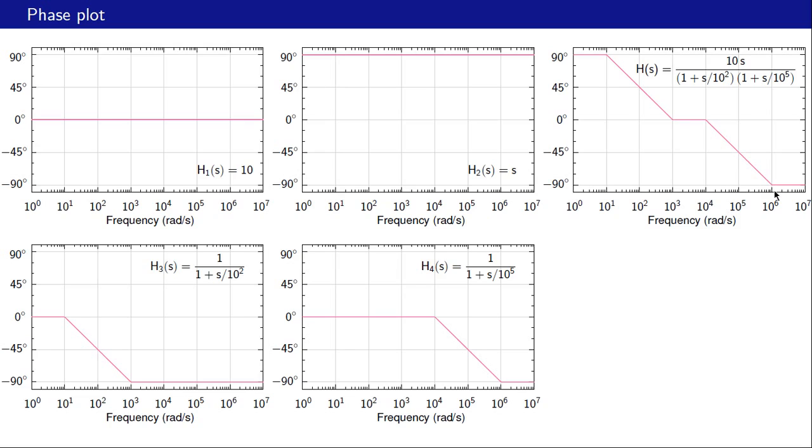and beyond this point, what happens? The net slope is 0 for all of these transfer functions, and therefore the overall slope is also 0, and that completes our phase Bode plot.